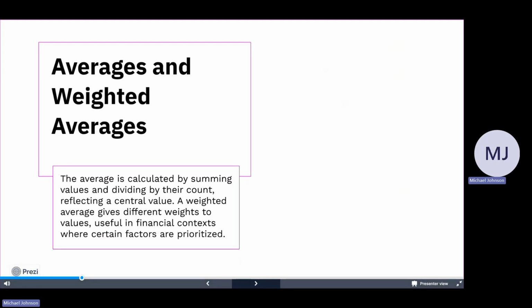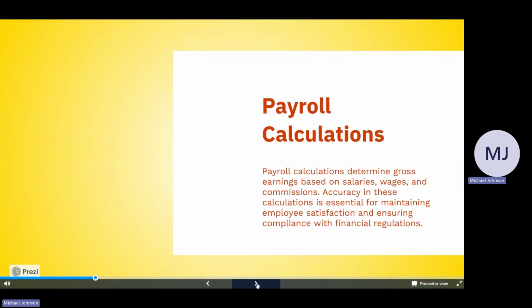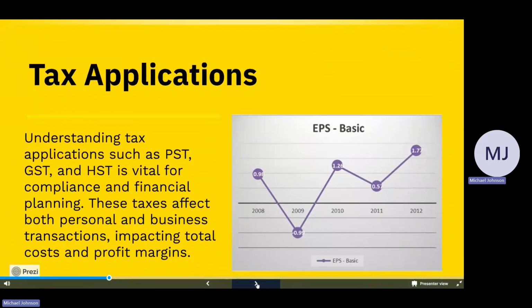The average is calculated by summing values and dividing them by their count, reflecting a central value. A weighted average gives different weights to values, useful in financial contexts where certain factors are prioritized. Payroll calculations determine gross earnings based on salaries, wages, and commissions. Accuracy in these calculations is essential for maintaining employee satisfaction and ensuring compliance with financial regulations.